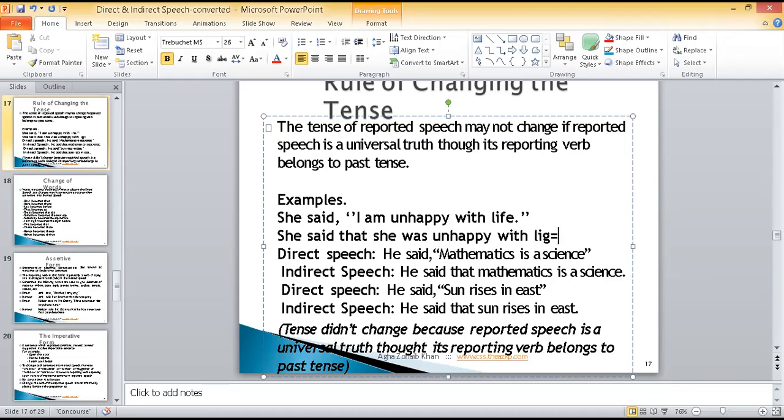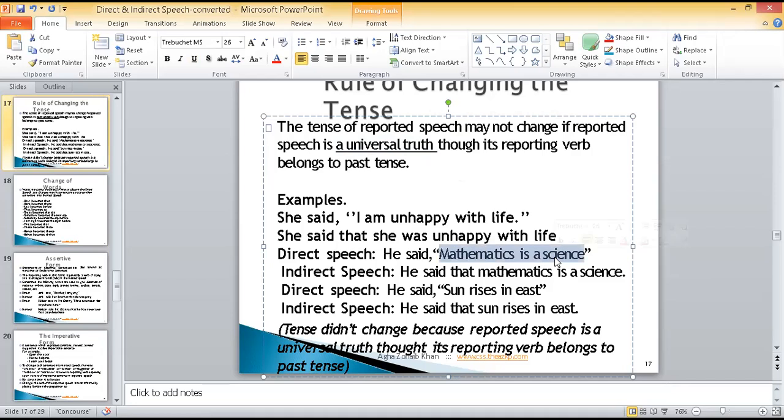Okay, this is understood that you would be changing the tense because this is present and you would change into the past. But what of this thing where you come with he said mathematics is a science? Remember one thing, if there is a universal truth, okay, universal truth means something that is universally accepted.